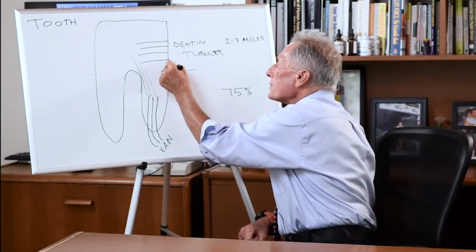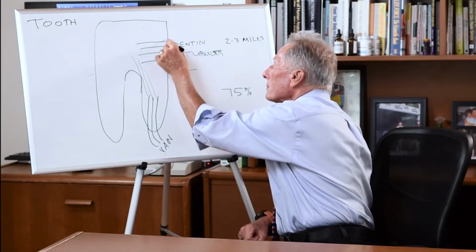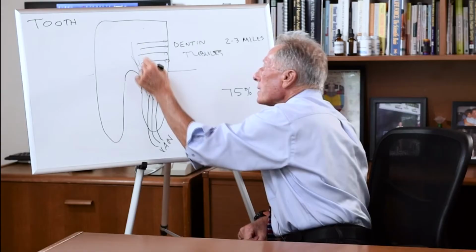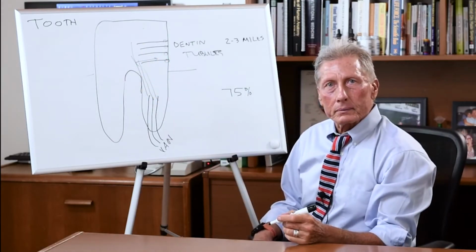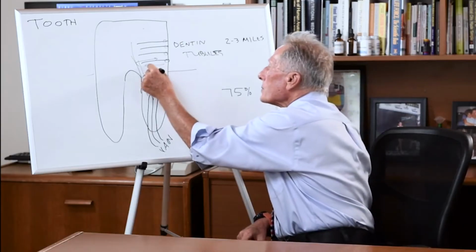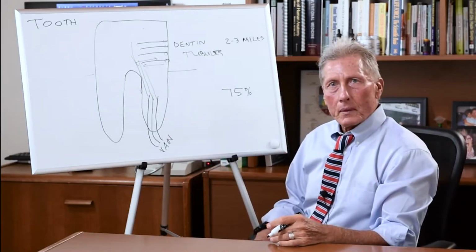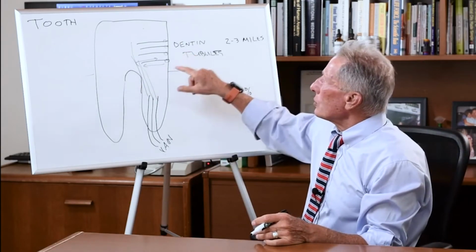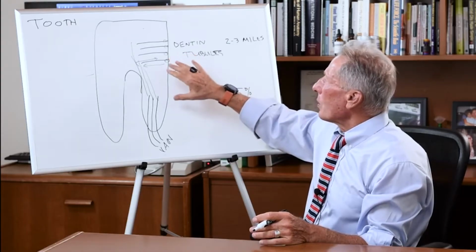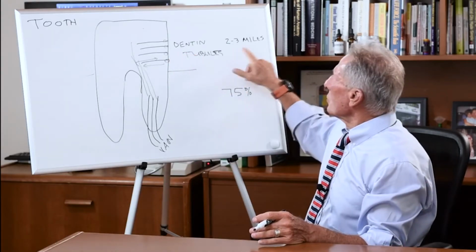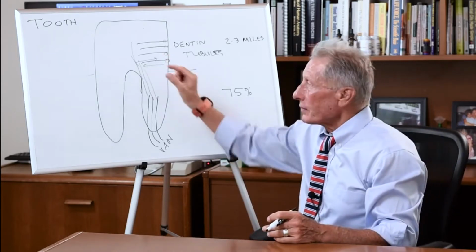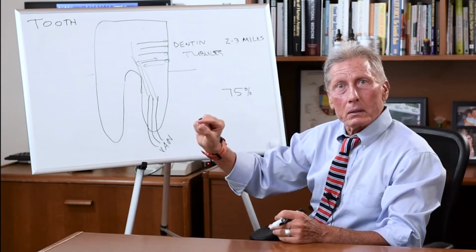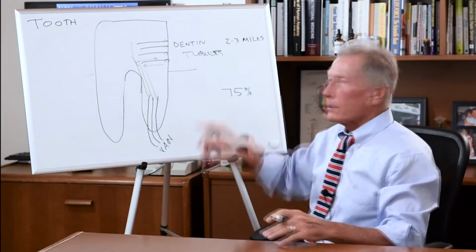And since the cells out here are alive, there has to be a system so that the nutrients can get to those cells and the waste from those cells can get out. And these little dentin tubules, in an average molar tooth, there are 2 to 3 miles of them. They're like millions. They're very short, but if you put them end to end, it'd be a couple of miles.